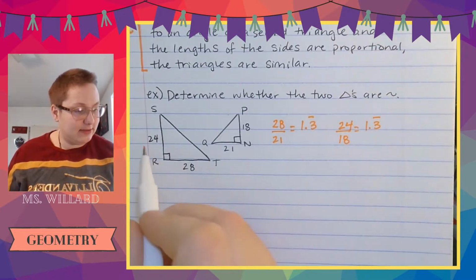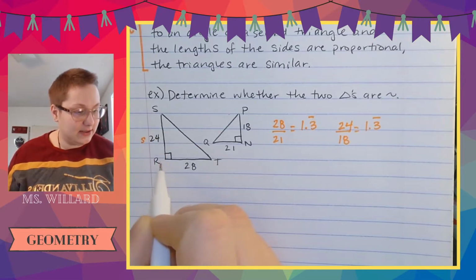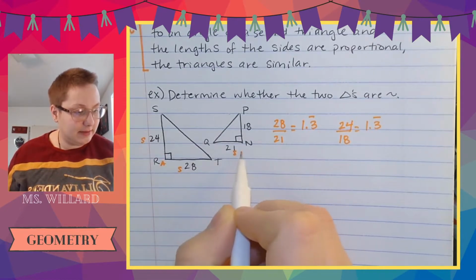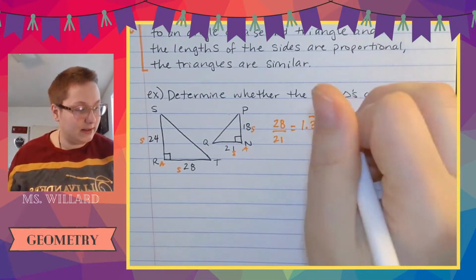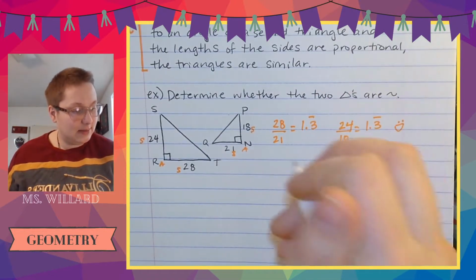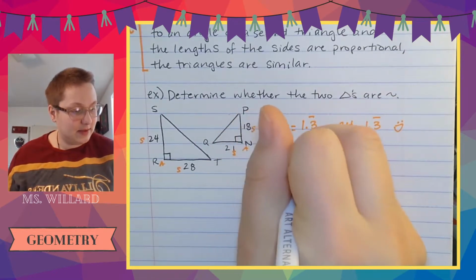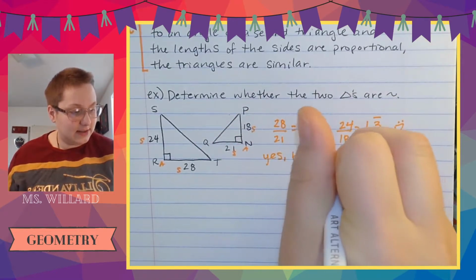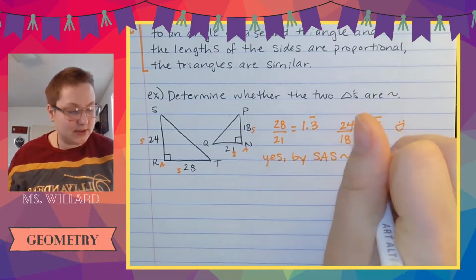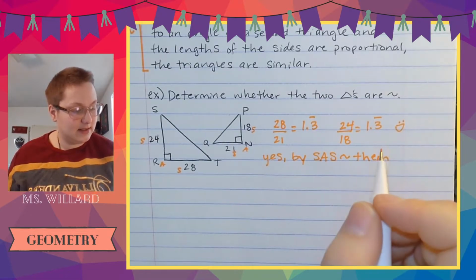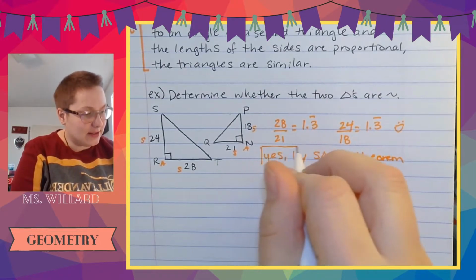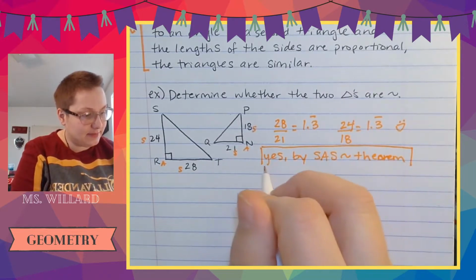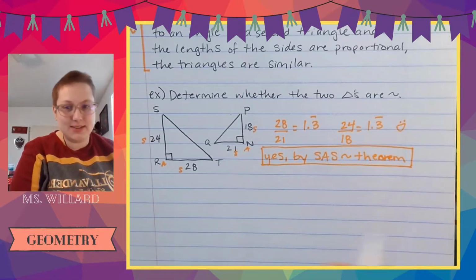So I have a side-angle-side situation, and these two numbers are the same, which is what I wanted. So I would say yes, by the side-angle-side similarity theorem. So I would say that these two are similar, yes. Okay, let's do another one.